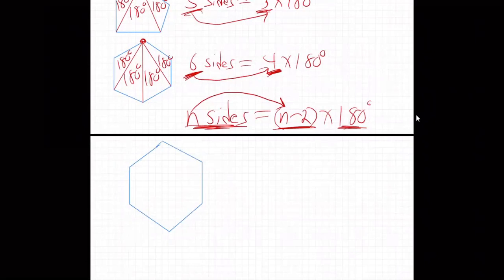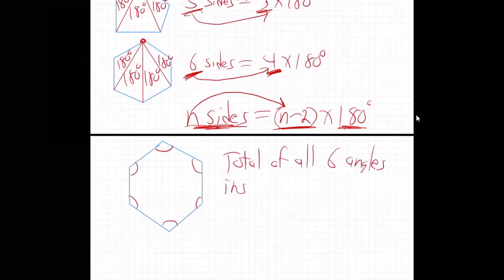Okay, so how much each? So the total of all 6 angles inside equals n minus 2 times 180, right? The total of all 6 angles, or n angles, let's just call it n. Total of all n angles is n minus 2 times 180, so that's the total.